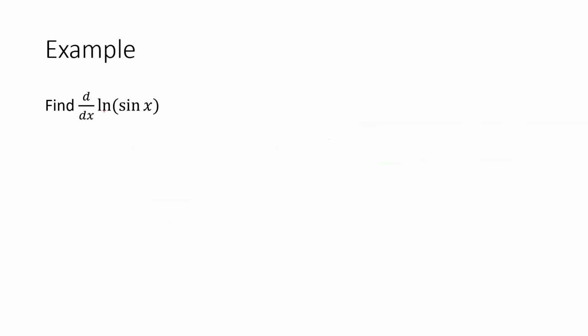Let's practice that with this example. Ln of sine x, we know this would be 1 over sine x times the derivative of sine x, which we know is cosine x. So we have cosine x over sine x, which is just cotangent. And notice in a way what we've done is we've stumbled across the antiderivative of cotangent, right? So now if I were to ask what's the antiderivative of cotangent, well, in a sense, we've solved it backwards here, right? It's just ln of sine x.